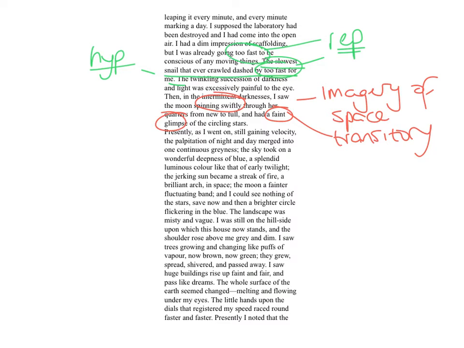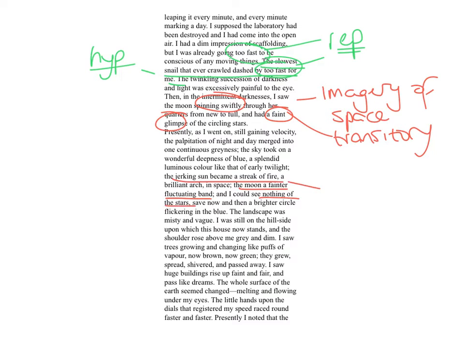He says, so presently as I went on, still gaining velocity, the palpitation of night and day merged into one continuous greyness. The sky took on a wonderful deepness of blue, a splendid luminous colour like that of early twilight. The jerking sun became a streak of fire. The moon, a fainter fluctuating band, and I could see nothing of the stars.